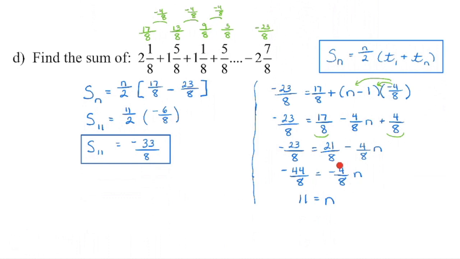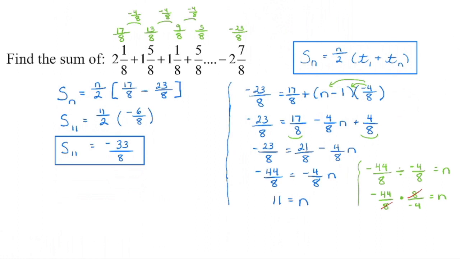So this is going to end up reciprocating, the 8 will be on top, and it's going to cancel with that 8. Maybe let's just write this on the side here so you can see, and then mentally, you can go negative 44 divided by negative 4, we know is 11. And again, remember, n has to be a whole positive number.